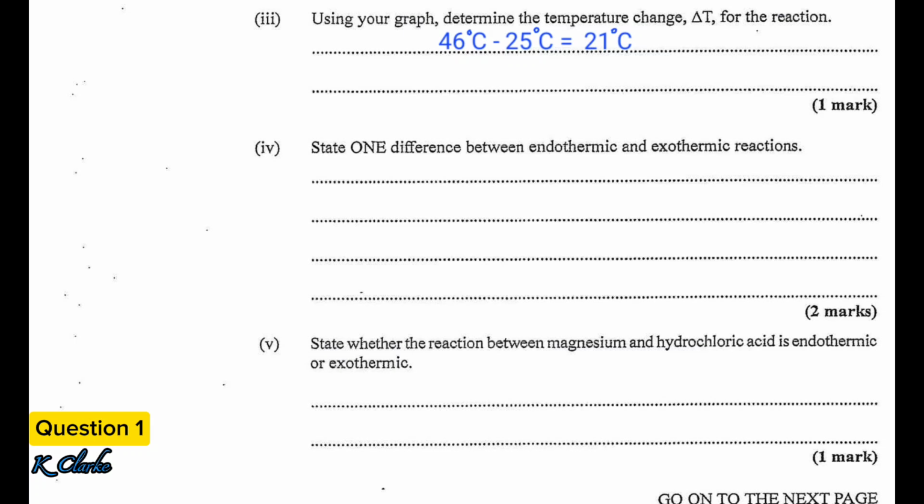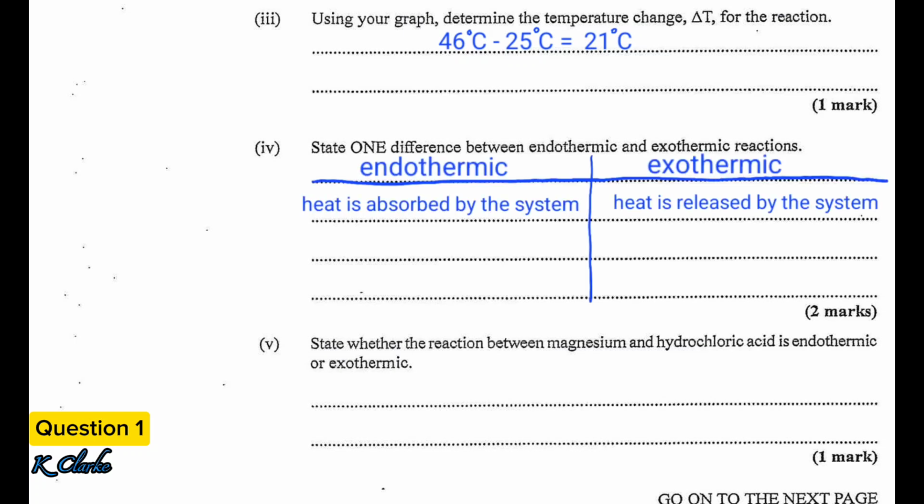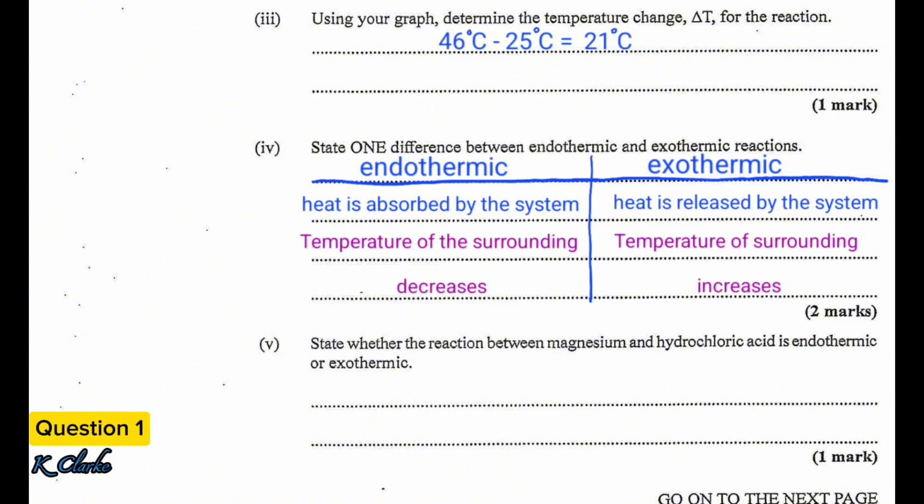Part 4. State one difference between endothermic and exothermic reactions. A difference is heat is absorbed by the system for endothermic reaction, while for exothermic reaction, heat is released by the system. Another difference is for endothermic reaction, temperature of the surrounding decreases, while for exothermic reaction, temperature of the surrounding increases.